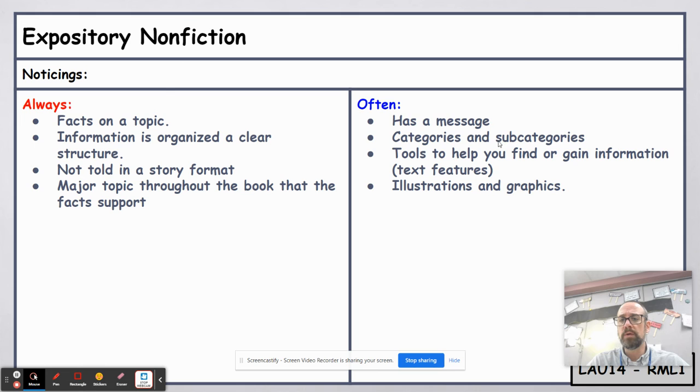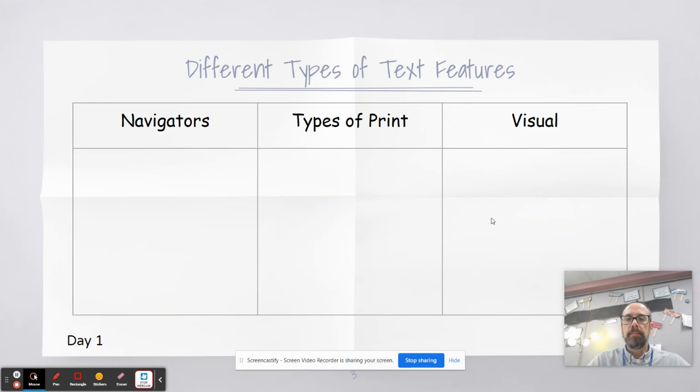Oftentimes, you're going to see those categories and subcategories. I think the vast majority of the time, you're going to see categories and subcategories in expository nonfiction. You're going to have those text features to help you find or gain more information, and then illustrations, graphics. As we talk about text features in the next few days, we're going to break them up into different categories. The three main categories of text features are called navigators, types of print, and then visuals.